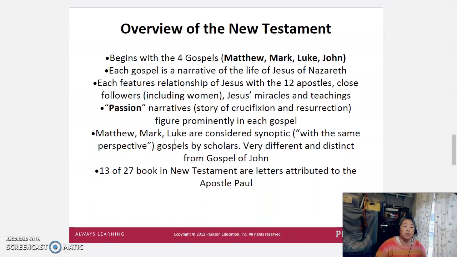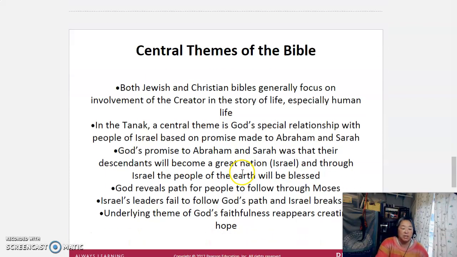In terms of the New Testament, the overview is that there are 4 Gospels in order of earliest to latest: Mark, Matthew, Luke, and John. And Matthew, Mark, and Luke are called the Synoptic Gospels because they have symmetry, meaning they have a lot in common. Each gospel is a story of the life of Christ, and the Passion story is actually the last week of his life. So when we get to that, we'll go over that in a little bit more detail.